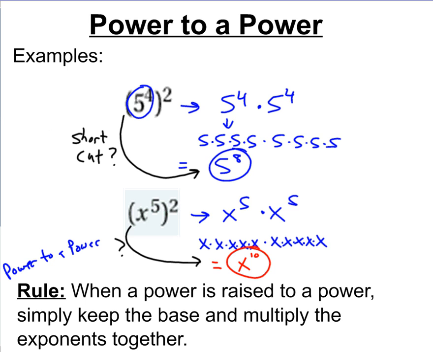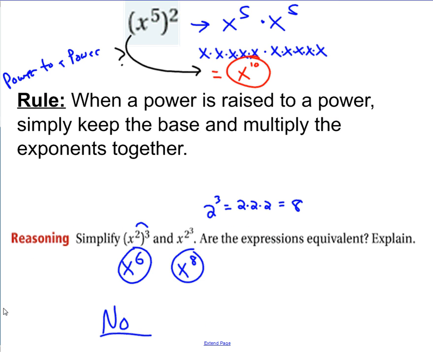The second one, when we're dealing with power to a power, I said simplify those two things and see if they're equivalent. But the first one, we can use that property we just did, and we get x to the sixth power, multiplying them together. And then the second one, it's x to the 2 to the third power. 2 to the third is actually 8. So this would be x to the eighth power. So no, they're not equivalent.